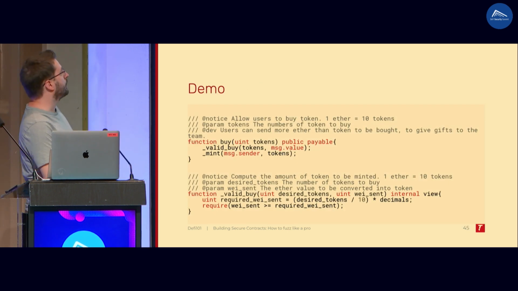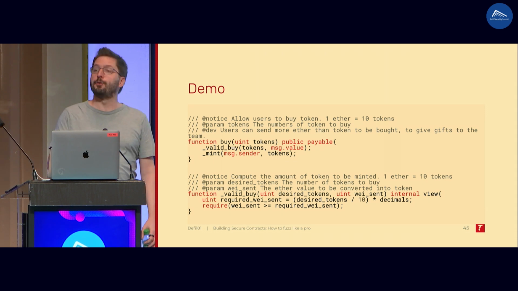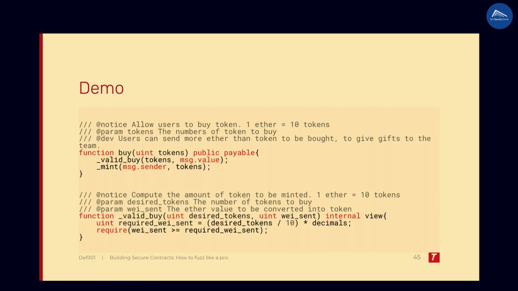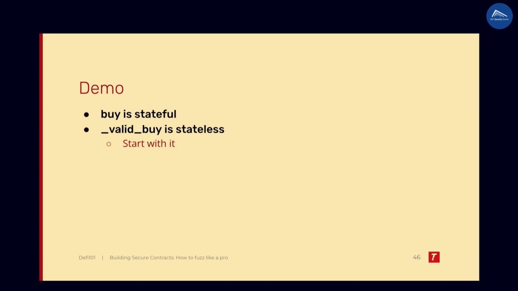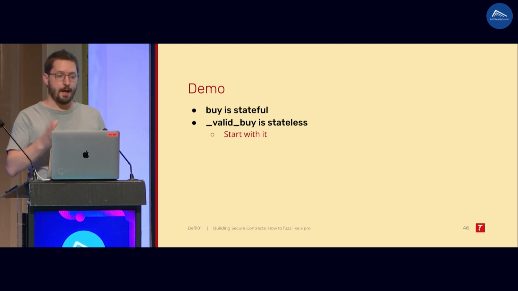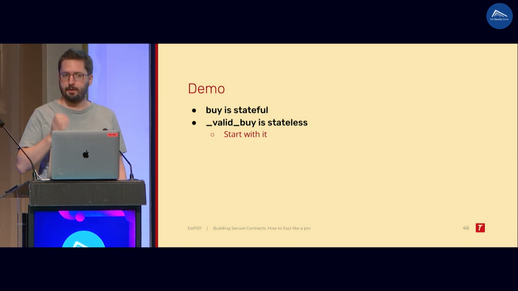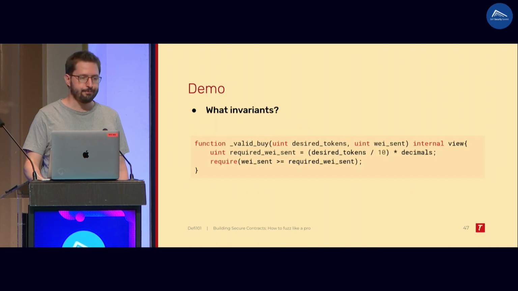If we go back to the example at the beginning of the presentation, we have this contract with 2 functions: a buy function, which checks if you have enough money and mints some tokens, and a valid buy function that is stateless and just checks whether you provide enough Ether to buy the tokens. Buy is stateful, valid buy is stateless. Here again, start with the simplest one, valid buy, the stateless one.